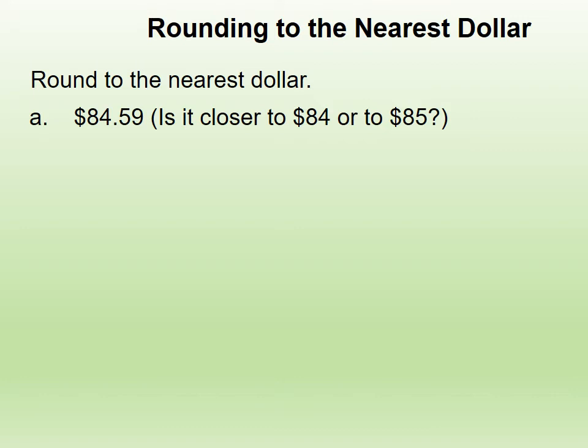The ones. The ones place. Because that is going to give me the nearest dollar. 82, 83, 84, 85, 86, 87. That is the ones place. So that 4, I'm going to look at that 5 right there. And is it going to be closer to 84 or 85? 85. Good job.